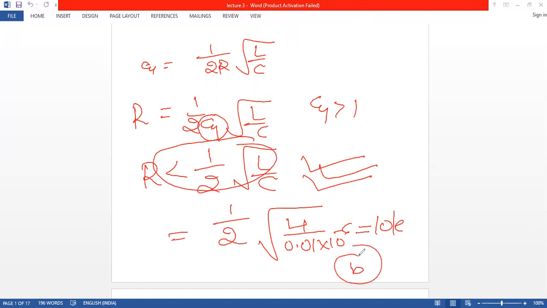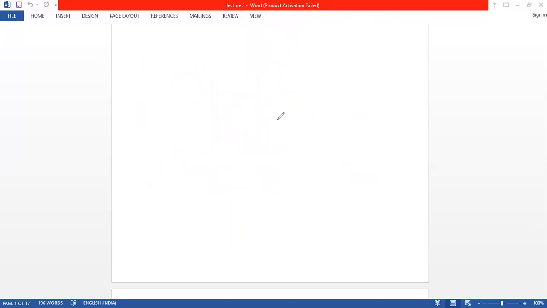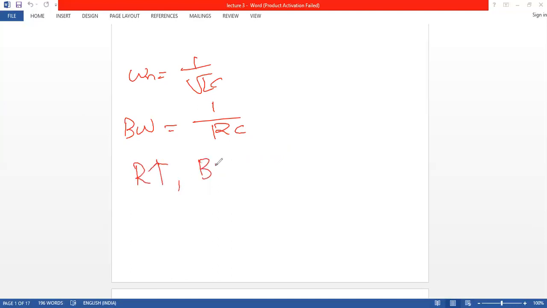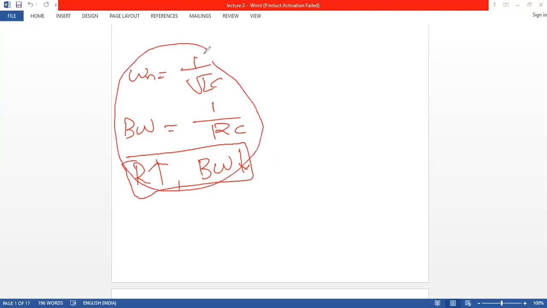Hope you have understood. A few more observations you just make here. See here what you got: omega n equal to 1 by root LC. What is bandwidth? Bandwidth here is 1 by RC. And what more observation can you make here, friends? When R increases, your bandwidth decreases. This was last year's question. Now you just note these 2 points, they will come in the future.